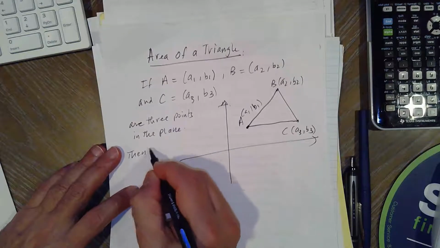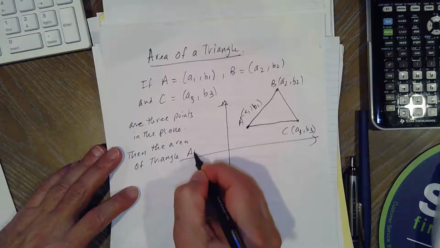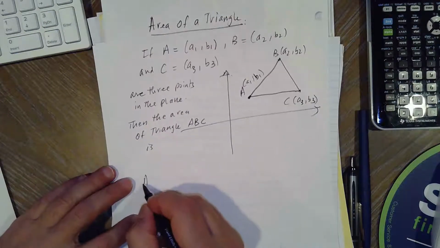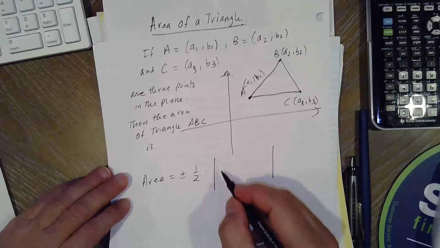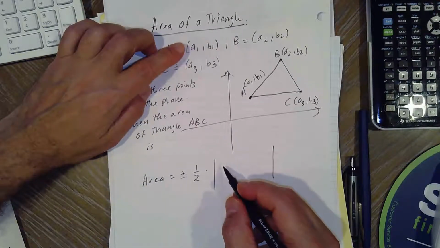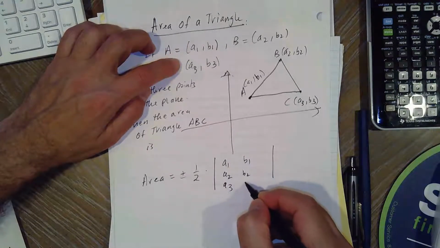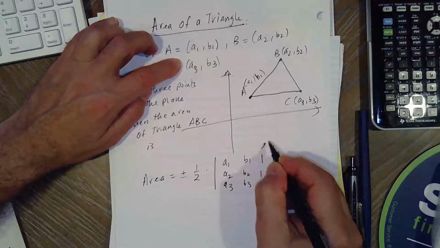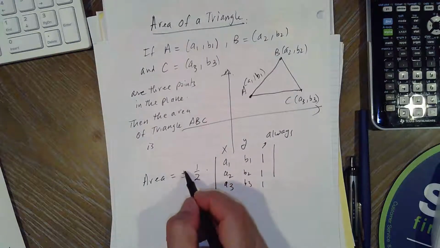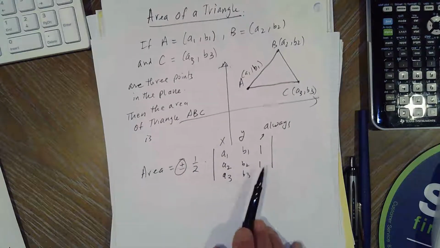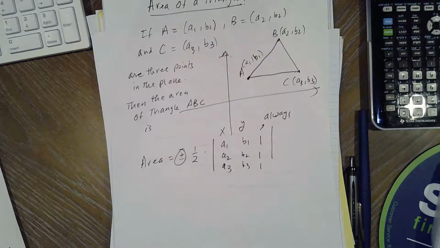Then the area of triangle ABC is plus or minus 1/2 times the determinant. You put the x values in the first spot, y values in the second spot in the same order, and then ones in the third spot. Always ones, always. These are the x, and these are the y. And the plus or minus, because you remember determinant could be negative, so plus or minus to keep it positive. If it's plus, you don't need that. If it's minus, then you change the sign.